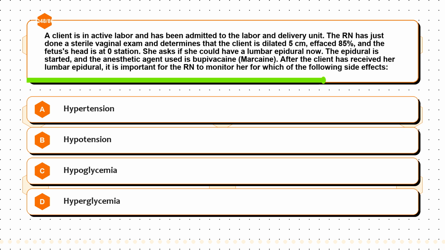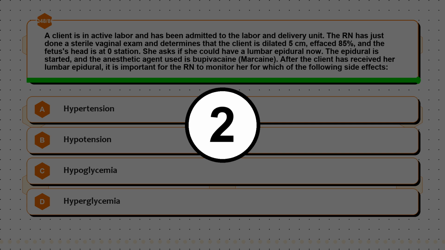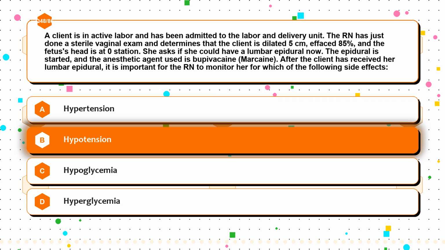Option A. Hypertension. Option B. Hypotension. Option C. Hypoglycemia. Option D. Hyperglycemia. The correct answer is option B.